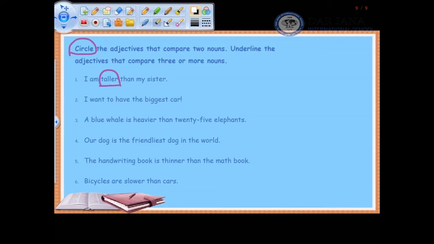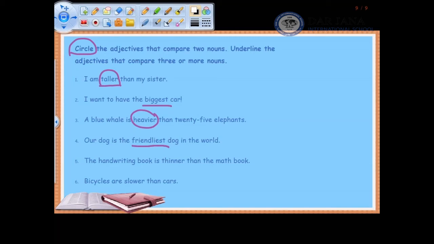Number 2, I want to have the biggest car. Biggest is an adjective that compares three or more, so I need to underline my adjective. Number 3, a blue whale is heavier than 25 elephants. Heavier than, I have to circle because it compares between two nouns. Number 4, our dog is the friendliest dog in the world. In here, I'm comparing among three or more. Therefore, I underline the adjective.